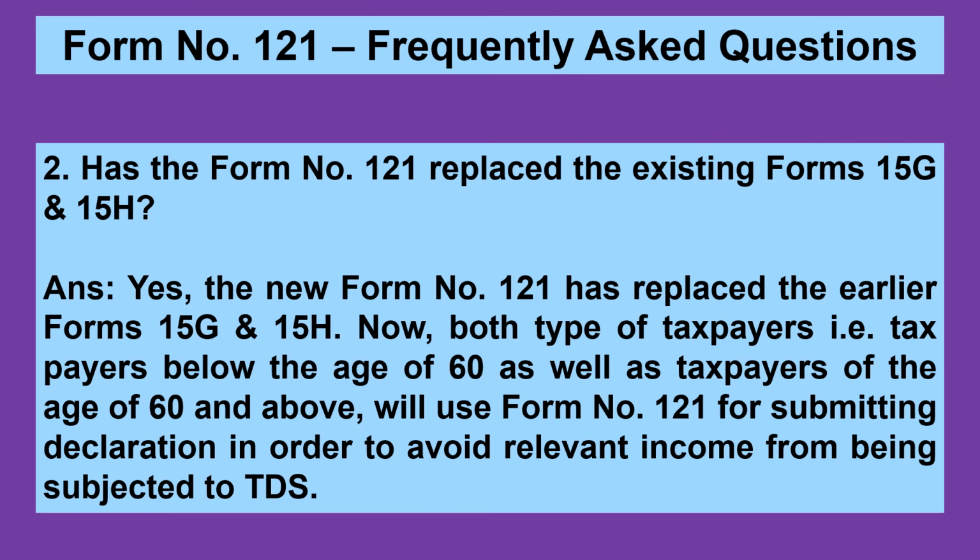Question. Has Form number 121 replaced the existing Forms 15G and 15H? Answer. Yes, the new Form number 121 has replaced the earlier Forms 15G and 15H. Now both types of taxpayers, that is taxpayers below the age of 60 as well as taxpayers of the age of 60 and above, will use Form number 121 for submitting a declaration in order to avoid relevant income from being subjected to TDS.